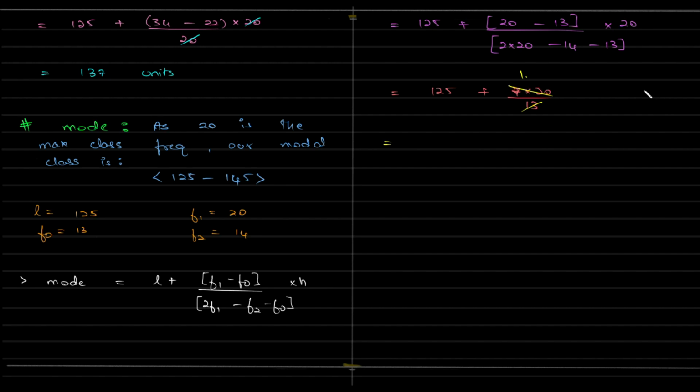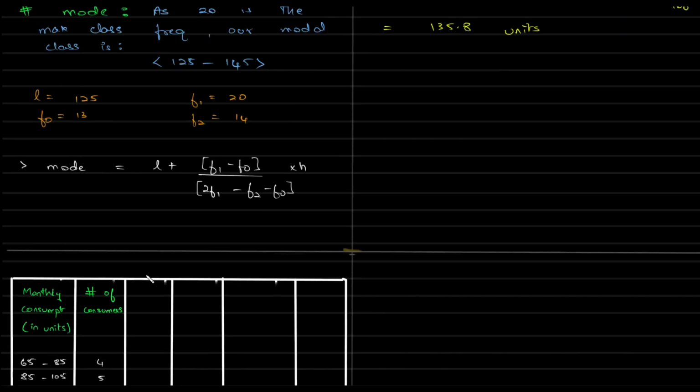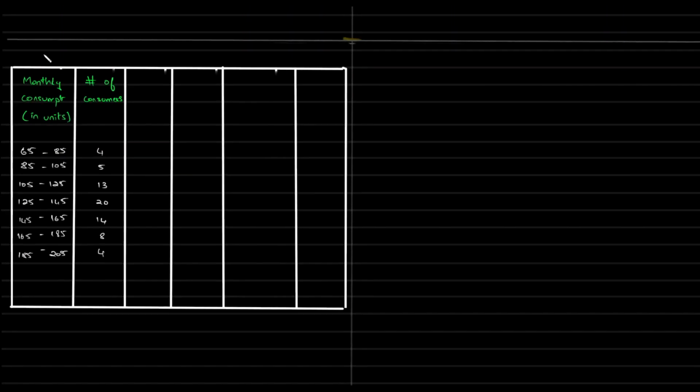So, okay, I'll do it over here. 13 dividing 14, once we have 10. It's not divisible, right? So, a decimal. Then 8's up. 10.8. This is 135.8 units. And we have our mode. That's it. Of course, we have one more thing. That is our mean.